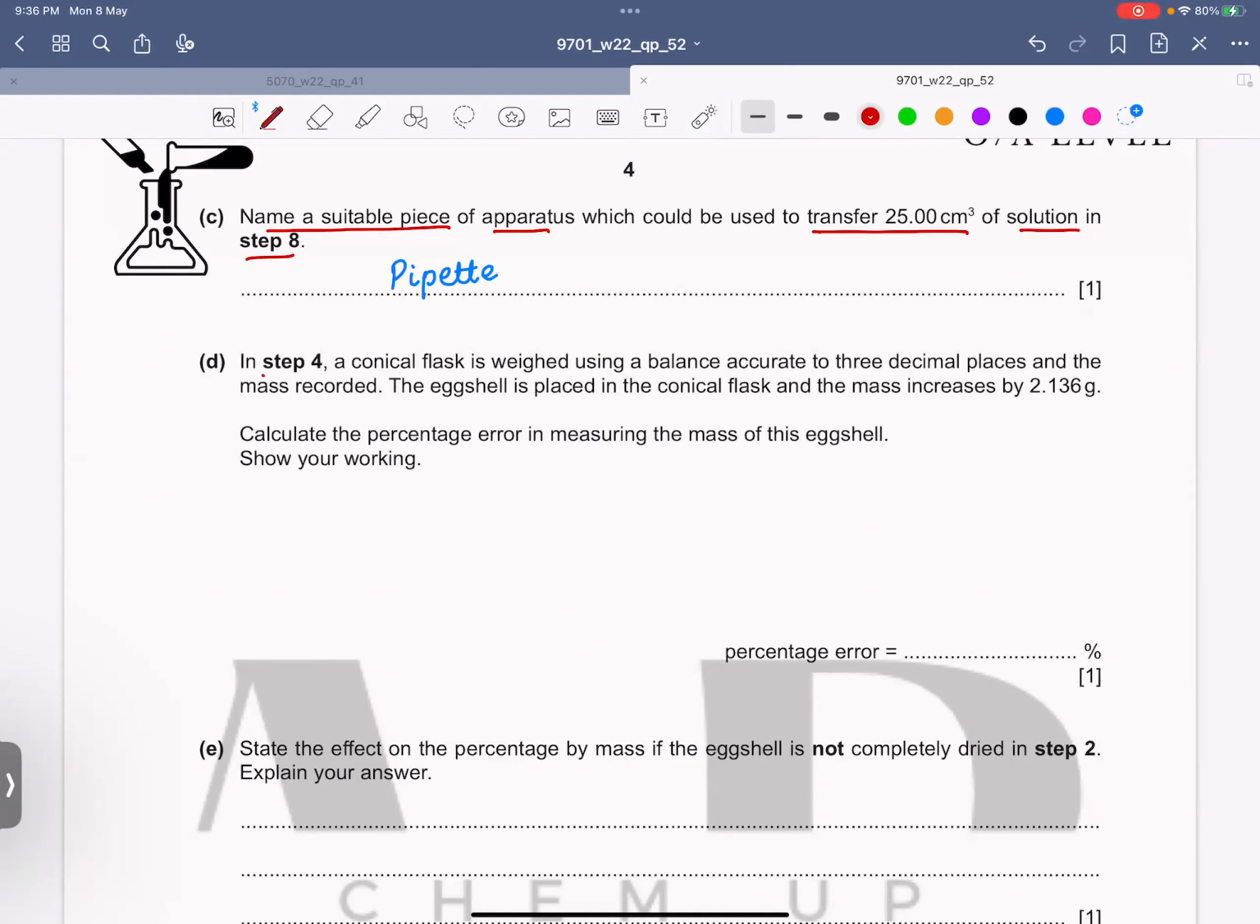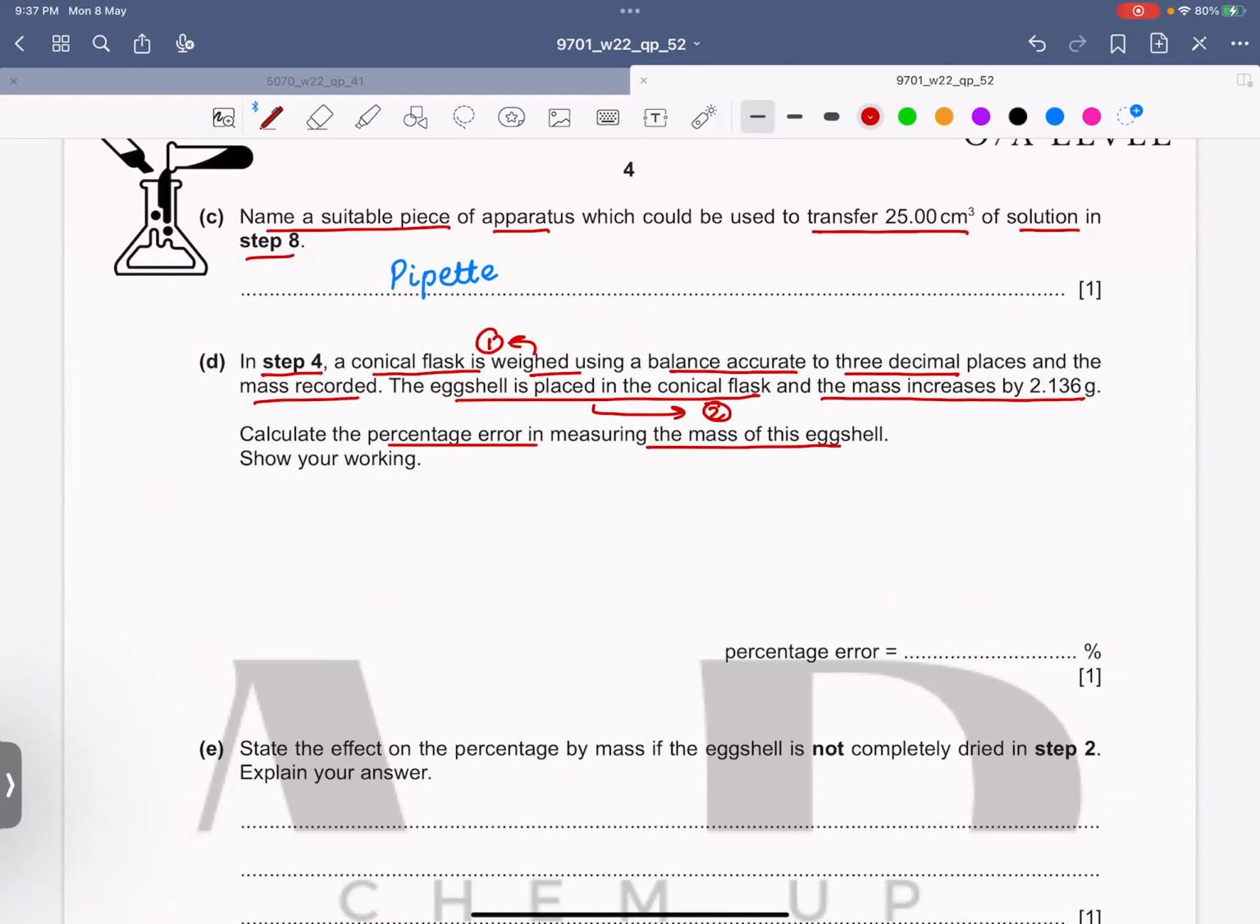Now part D. In step 4, a conical flask is weighed using a balance accurate to 3 decimal places and the mass recorded. The eggshell is placed in the conical flask and the mass increases by 2.136 grams. So see, we have taken two readings. First, we took the mass of the conical flask, and then the eggshell is placed in the conical flask and the mass is increased by that amount. So we are getting two readings, right? Now calculate the percentage error in measuring the mass of this eggshell.